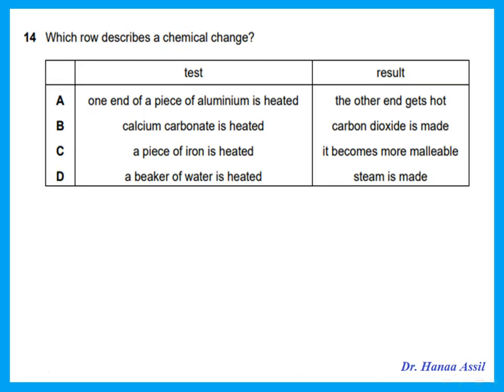Which row describes a chemical change? Remember that a chemical change is something in which a chemical reaction happens, so a new substance is produced. So which one applies to that? Remember that if you heat calcium carbonate and it gives carbon dioxide gas, this is producing a new substance, and that's a chemical change. If you look at all the other choices, it is still the same substance, but it is changing from one state to another. That is physical change.